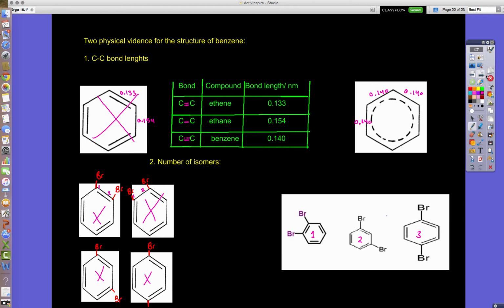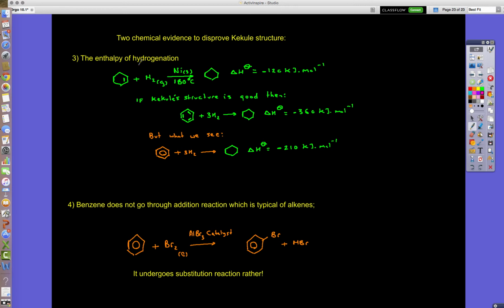Now let's look at chemical evidence. The first chemical evidence comes from enthalpy of hydrogenation. If you take cyclohexene, which has 1 double bond, and you add hydrogen to it, it goes through electrophilic addition with a nickel catalyst, and the enthalpy that gets released is 120 kilojoules. So if Kekule's structure was true, when we add 3 hydrogen to it, we should produce 360 kilojoules. But on the other hand, every time we add 3 hydrogen to benzene, we see we produce only 210 kilojoules. So this is strong evidence that the Kekule structure is not true.